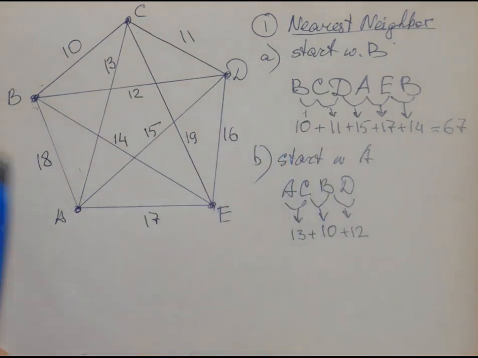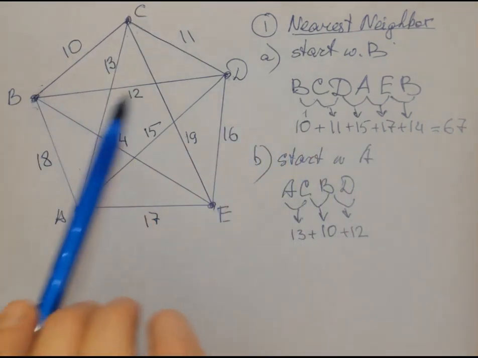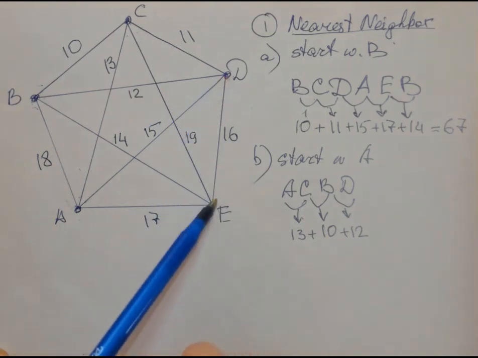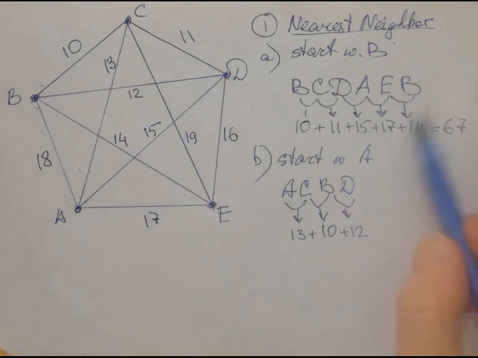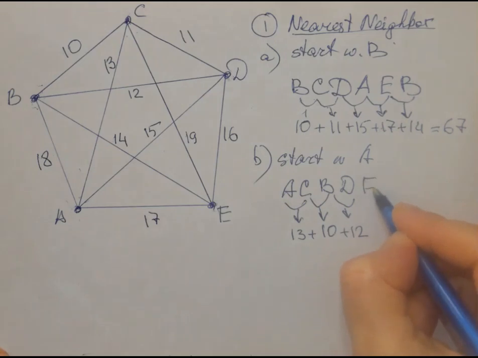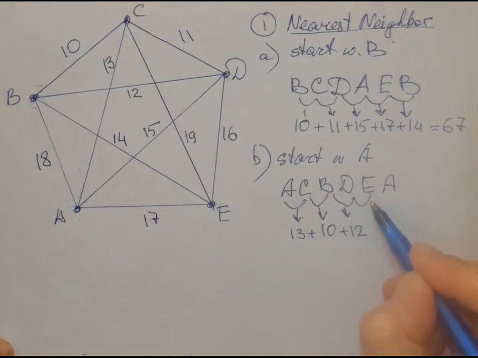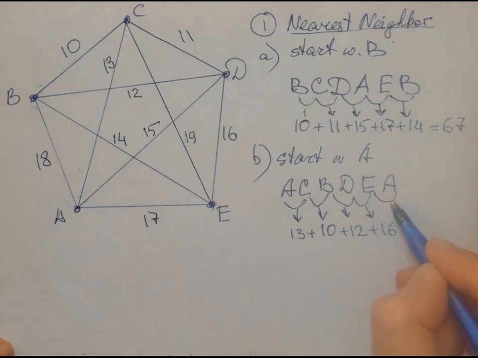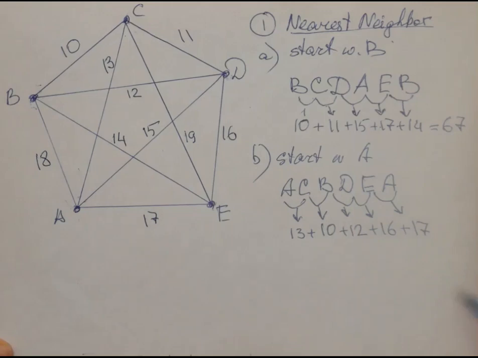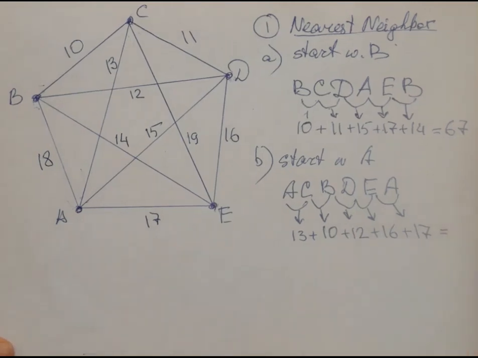Then A, C, B, D, one vertex is left, and this is E. We travel to E and then return to A. The weight of DE is 16 plus 16. The weight of EA is 17 plus 17. The weight of this circuit is 68 units.